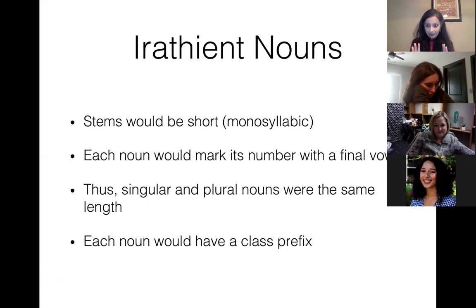So it's monosyllabic. The root of the word is always monosyllabic. It's just one syllable, short. But each noun would mark its number with a final vowel. Do you know the meaning of number? Like in languages, what is number? No? So let's start with gender.